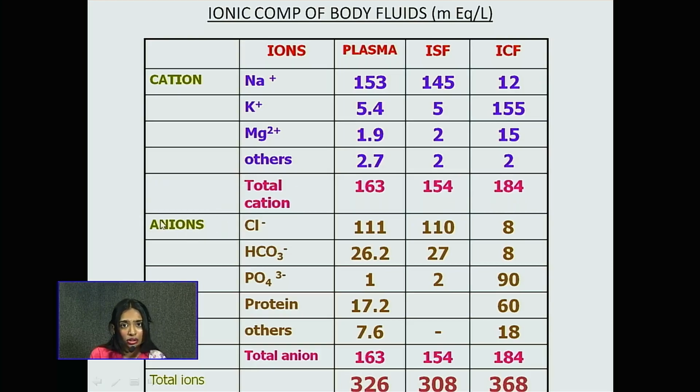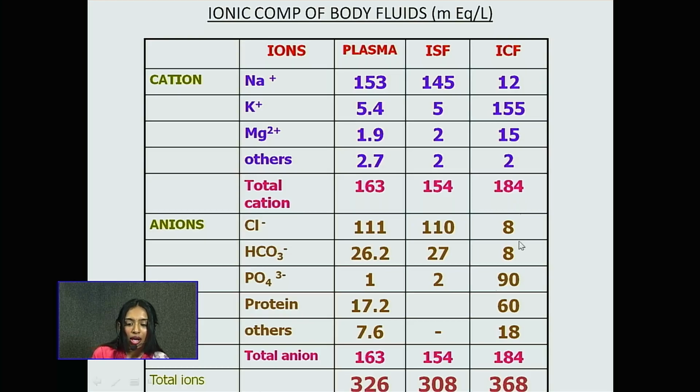Now coming to the anions, chloride 111 in plasma, 110 in ISF, 8 in ICF. Bicarbonates 26.2 in plasma, 27 in ISF and 8 in ICF. Phosphates 1 in plasma, 2 in ISF and 19 in ICF. Proteins 17.2 in plasma and 60 in ICF. Others 7.6 in plasma and 18 in ICF. So the total anions present are 163 in plasma, 154 in ISF and 184 in ICF.